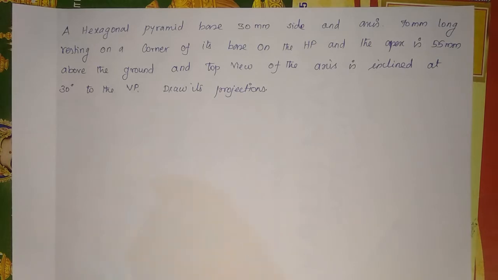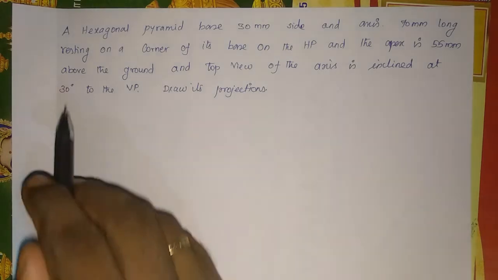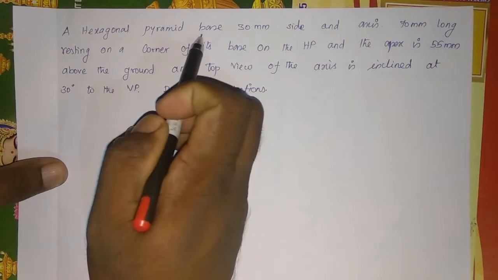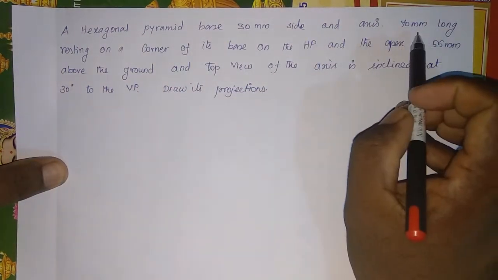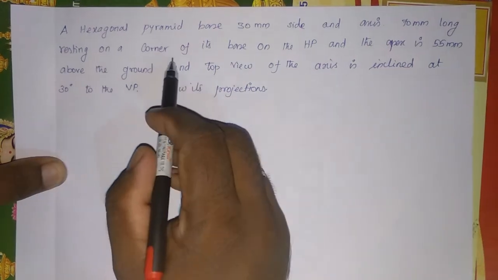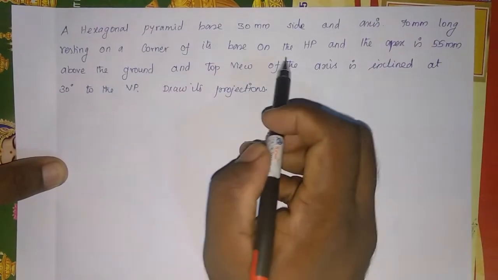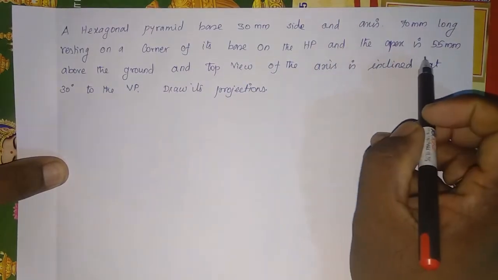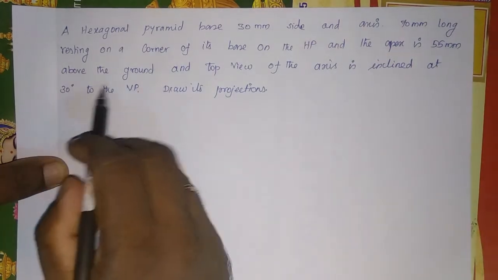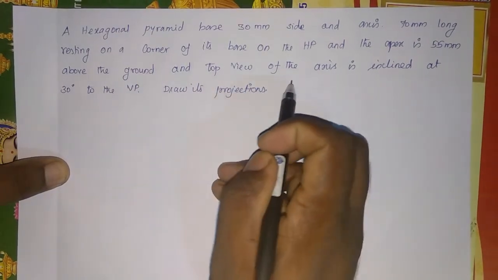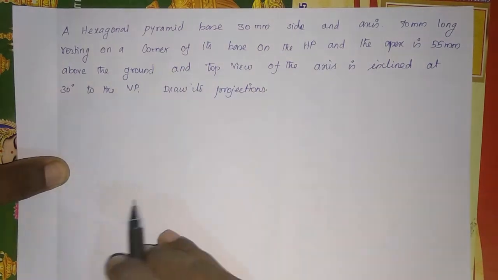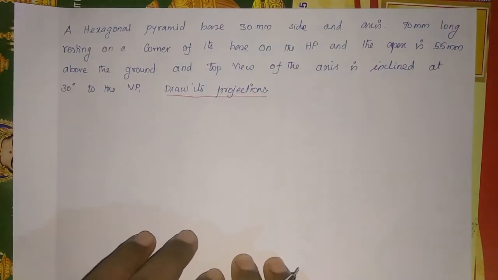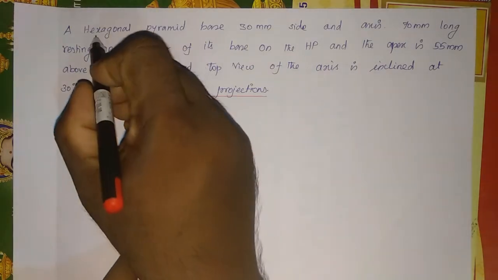So today we are going to discuss a new problem. A hexagonal pyramid, base 30 mm side and axis 70 mm long, resting on a corner of its base on the HP, and the apex is 55 mm above the ground, and the top view of the axis is inclined at 30 degrees to the VP. Draw its projections.